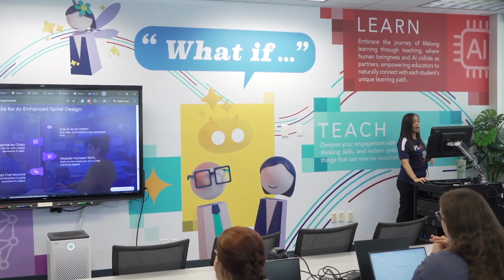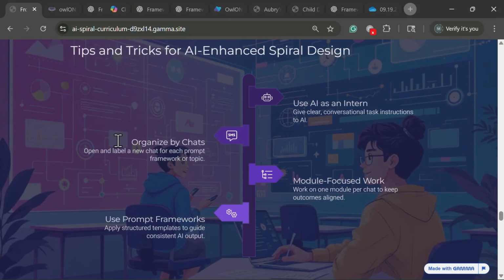Other tips and tricks that I have for you is to think of AI as your intern and just have a conversation with it. How you would explain something to a human is how you would explain it to AI. The only difference is it's just faster at completing what you ask for. Okay? Next is to stay organized. I find that when I'm using my different frameworks, I want to open them up in different chats and then label those different chats so that I can easily reference them in future weeks.